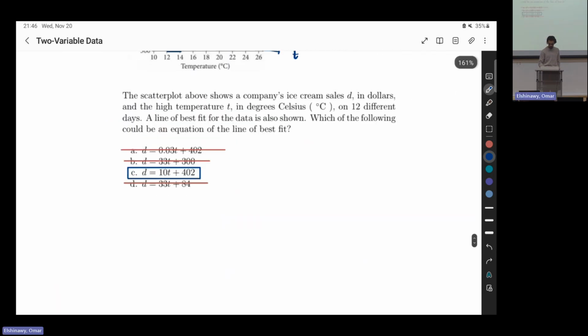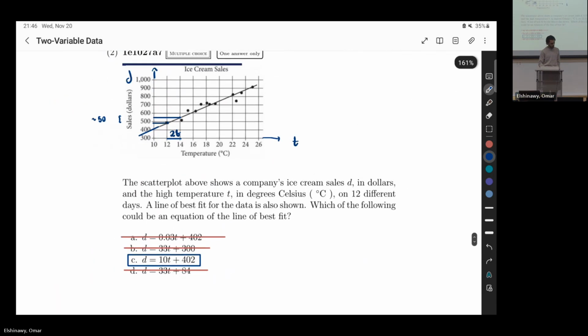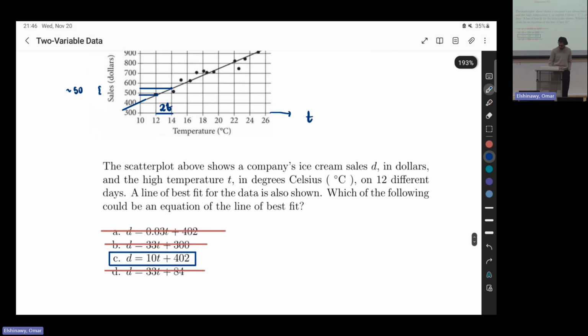Are there answers on Teams? On Moodle? Okay. Let me double check this just to make sure we don't make a mistake.